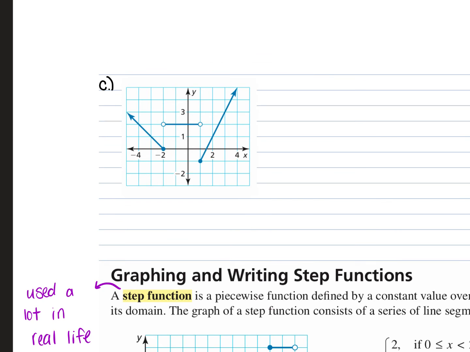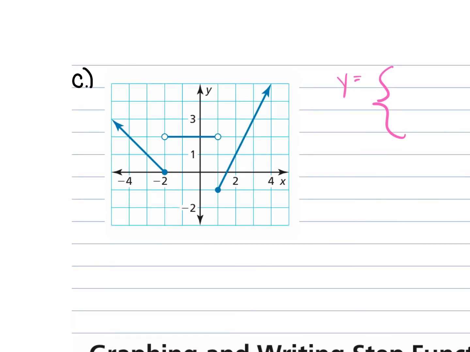Okay, so for C, I'm going to start with my y equals and do my bracket. How many pieces do I have here? 3. So I'm going to have 3 separate equations here. 3 pieces. So we always want to start from the left and work our way to the right. So I'm going to start at the left side. I'm going to start with this piece.